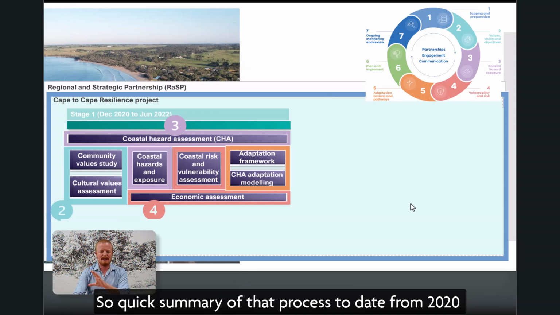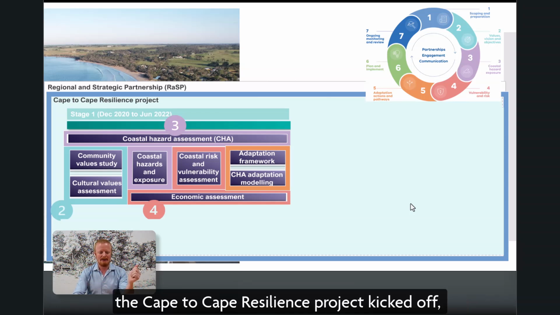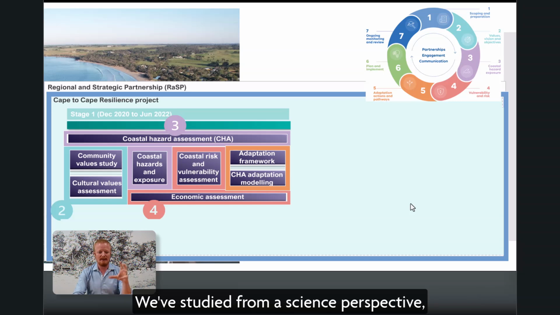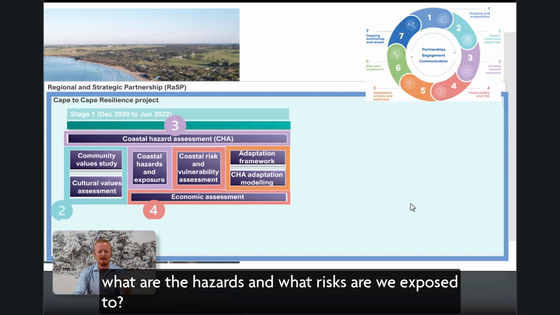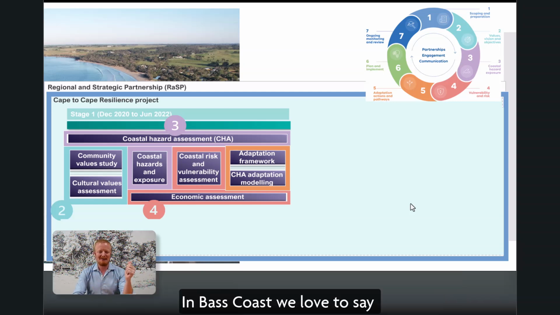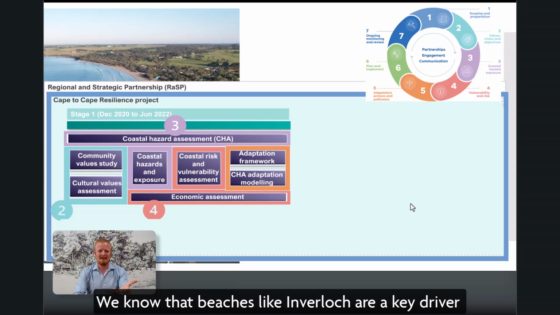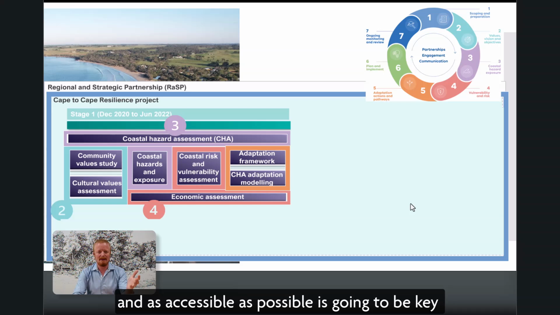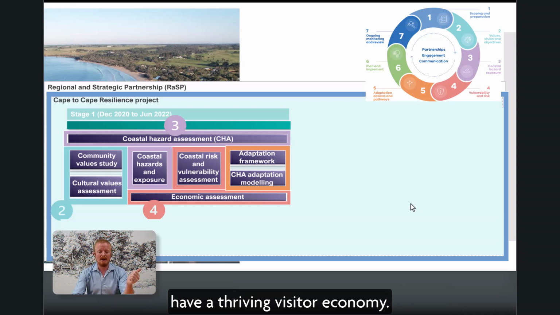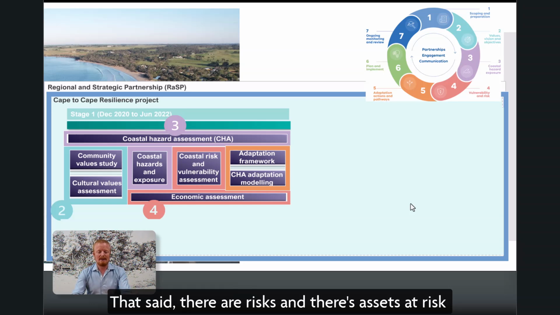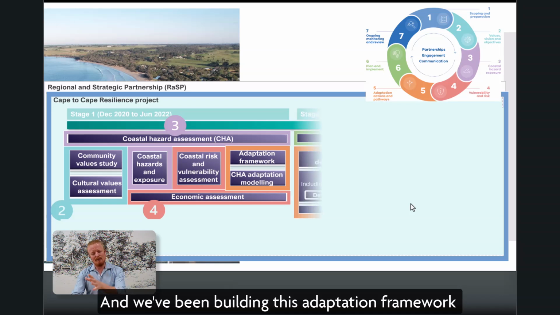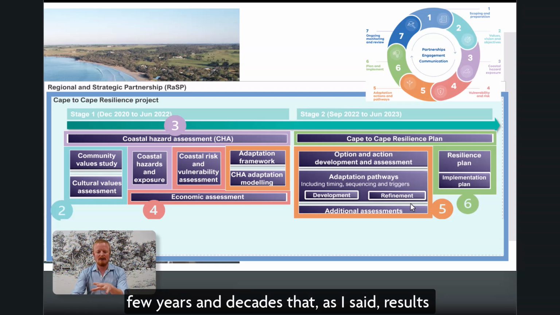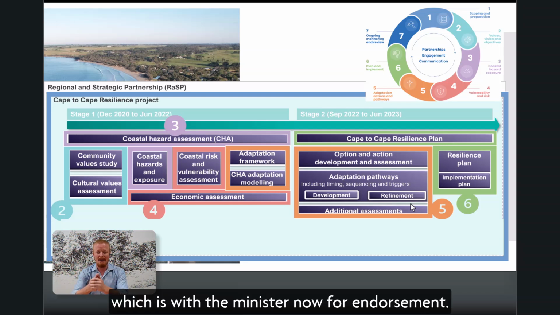So, a quick summary of that process to date. From 2020, when the RASP kicked off and the Cape to Cape Resilience Program kicked off, we've had studies of community values, we've studied the cultural heritage values of the area, and we've studied from a science perspective what the hazards are and what risks we are exposed to. We've understood the economic assessment. In Bass Coast, we love to say that the environment is our economy. We know that beaches like Inverloch are a key driver for the local economy, and keeping that beach as natural as possible and as accessible as possible is going to be key to ensuring Inverloch continues to have a thriving visitor economy. That said, there are risks and there are assets at risk, vulnerable now, so we need to understand that. And then we've been building this adaptation framework, which helps us plan our actions over the next few years and decades. That, as I said, results in this Cape to Cape Resilience Plan, which is with the Minister now for endorsement.